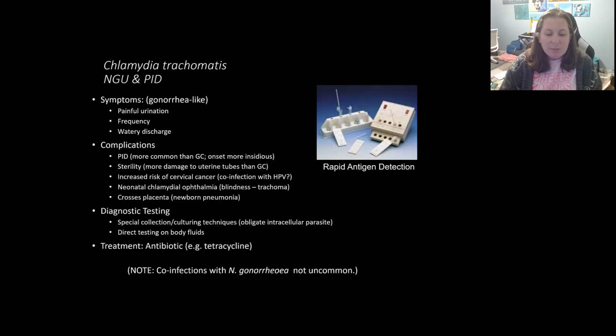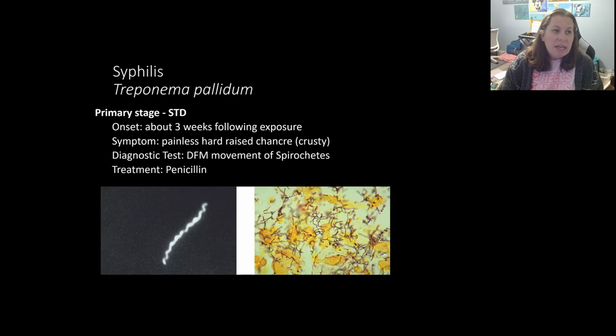Treatment is going to be antibiotics, specifically tetracycline. A lot of times you'll end up having co-infections with gonorrhea. So it's normally a chlamydial and gonorrhea type of combination that can occur. And this is especially true in females. The next one we're looking at is syphilis.